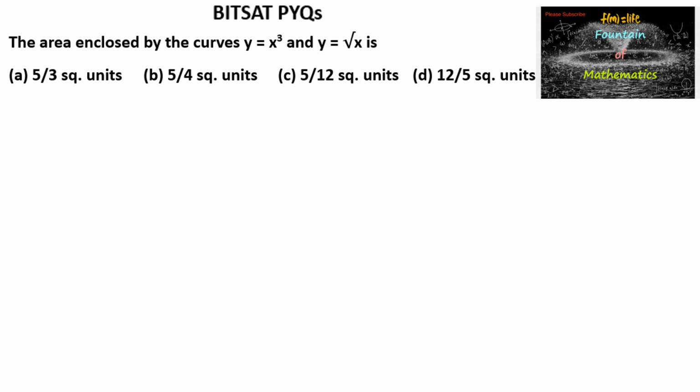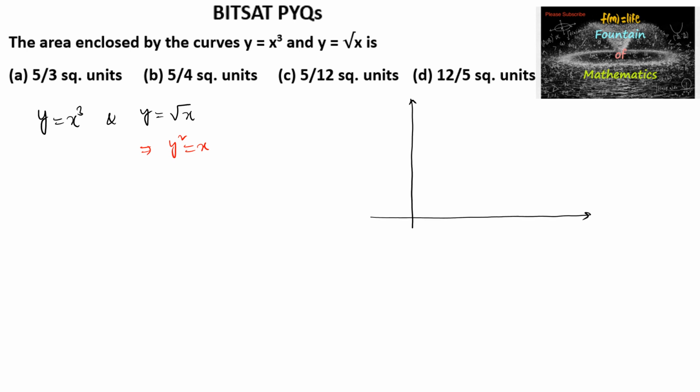The area enclosed by the curves y is equal to x power 3 and y is equal to square root of x. So y is equal to square root of x, we can also write y square is equal to x, a parabola. So let us sketch the graph. And here we need to consider x must be positive, which implies that y also must be considered positive.